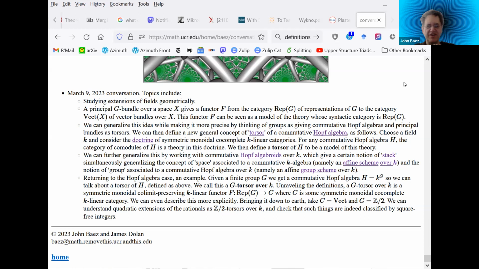So we are going to now start with a commutative Hopf algebra, think of it as giving a theory, namely its category of comodules, and then look at models of that. And then we get to choose where we look at models of that.